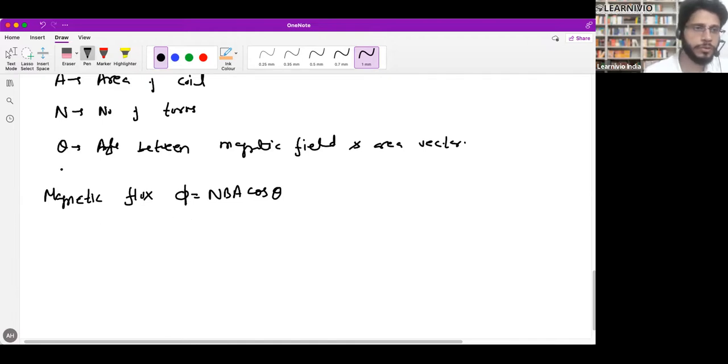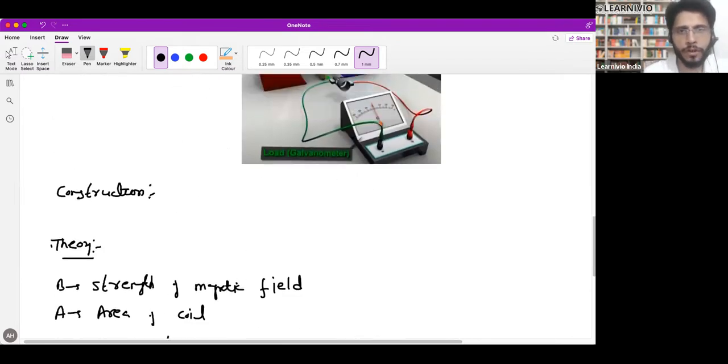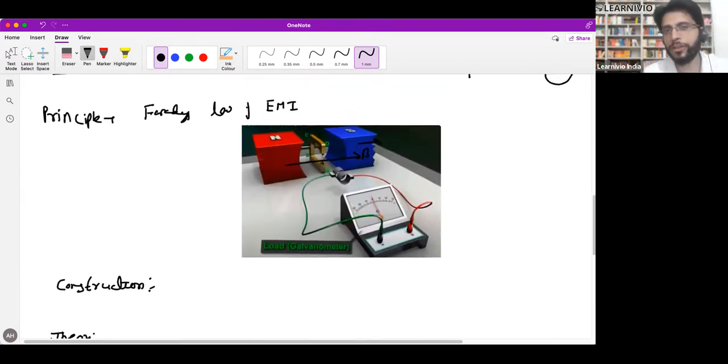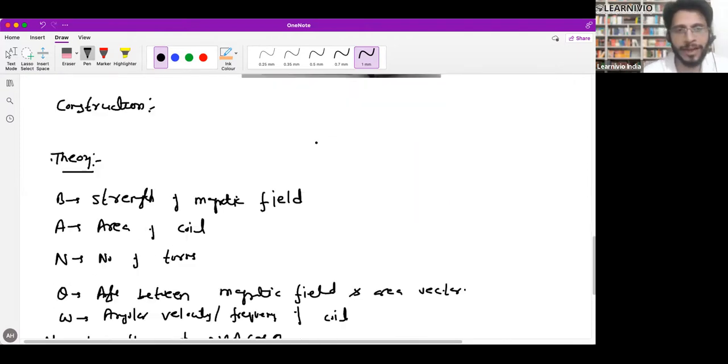Now, there's one more thing, which is angular velocity. Angular velocity or frequency of the coil. Angular velocity means the velocity with which this coil is rotating. Or you can say the frequency with which this coil is rotating. Frequency means the number of rotations completed in 1 second. That's omega.